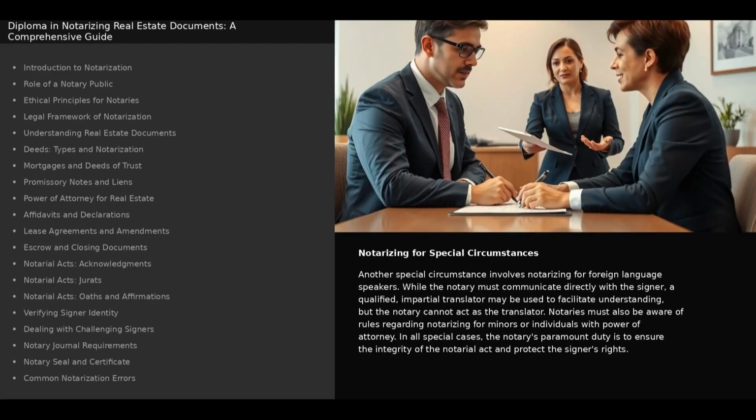Another special circumstance involves notarizing for foreign language speakers. While the notary must communicate directly with the signer, a qualified, impartial translator may be used to facilitate understanding, but the notary cannot act as the translator. Notaries must also be aware of rules regarding notarizing for minors or individuals with power of attorney. In all special cases, the notary's paramount duty is to ensure the integrity of the notarial act and protect the signer's rights.